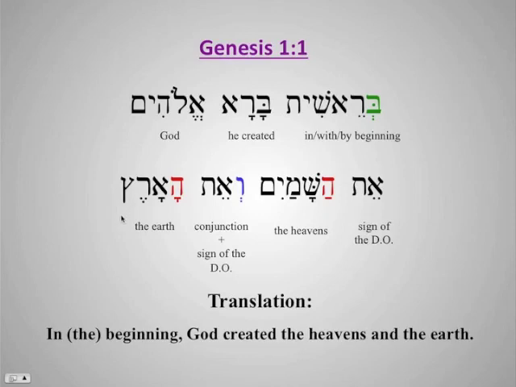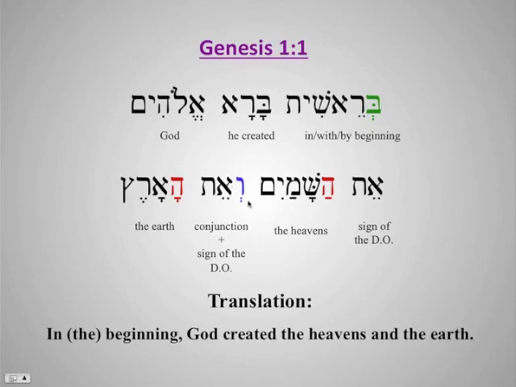So look at these, the two things that he created, the heavens and the earth. We can see our prefix definite article there in red. Shamayim is the word heavens. Ha-shamayim is the heavens. So as you can see, that definite article, the hey, is a prefix. It's a prefix hey, ha-shamayim. Ha translates as the, and shamayim translates as heavens.